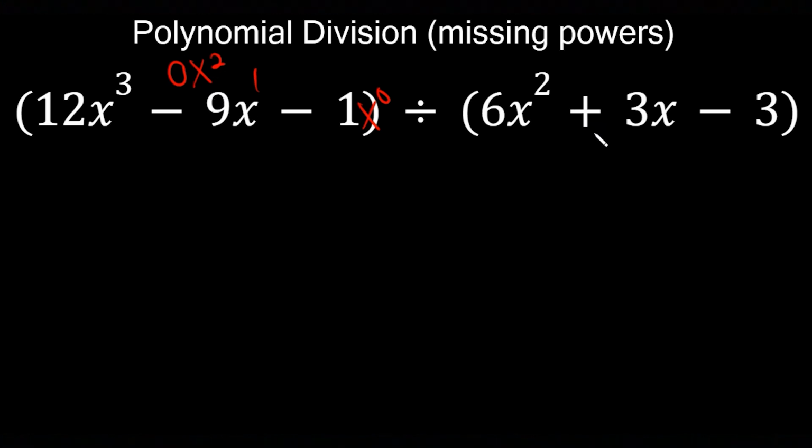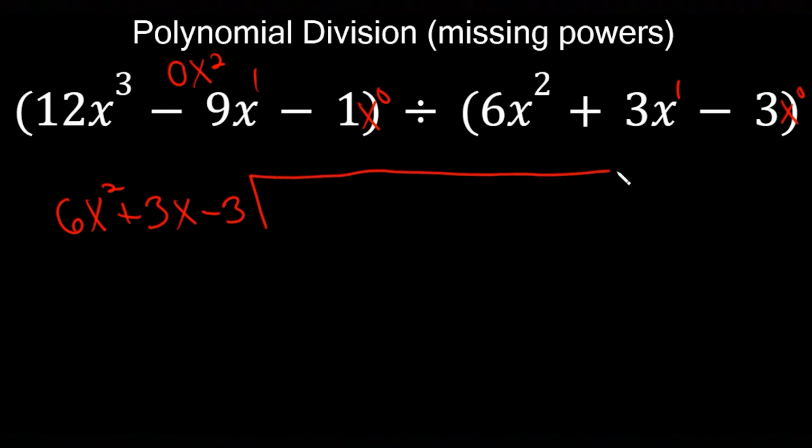Now, if you look at your divisor, you do not skip any powers here. I go from x to the second power to x to the first power, and then again, technically x to the 0 power. I'm good here. So we're going to go ahead and put our divisor on the outside. So we get 6x squared plus 3x minus 3. And then putting in our dividend, let's go ahead and do our division bar. And we're going to do 12x to the third power. Now again, you have to include that missing power, so plus 0x squared, and then I go to -9x, and then minus 1. Okay, so now we're ready to go.